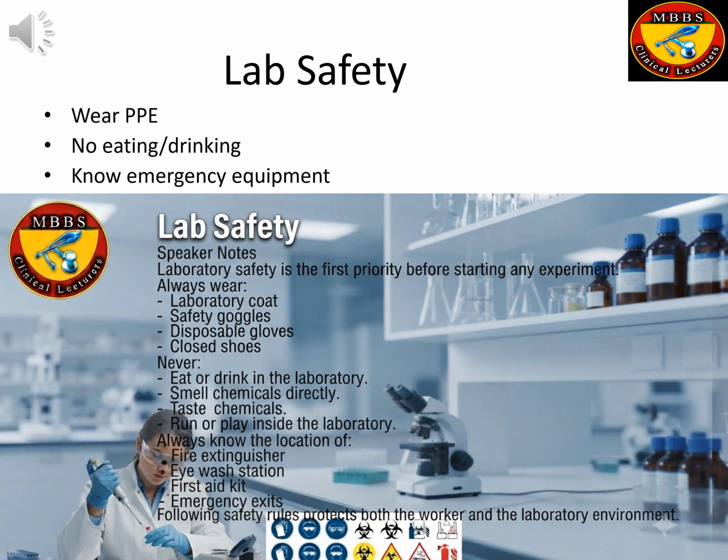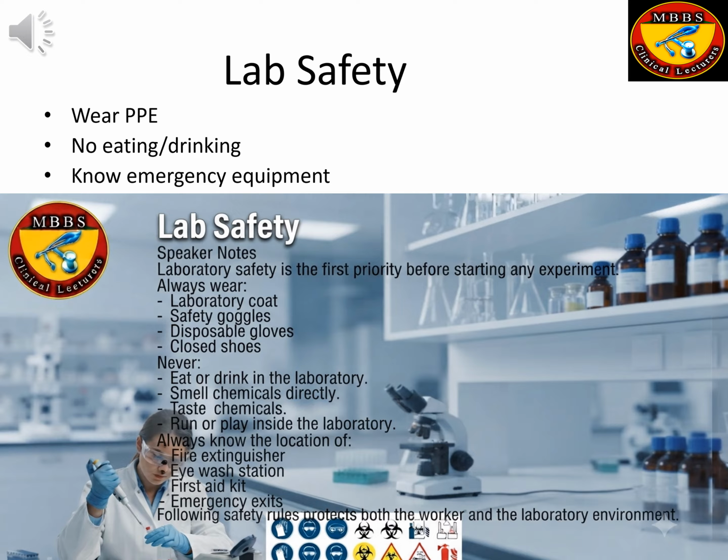Laboratory safety. Laboratory safety is the most important aspect of scientific work. No experiment is successful if safety rules are ignored. Every laboratory worker should wear appropriate personal protective equipment, PPE, including a lab coat, gloves, safety goggles, and closed shoes. PPE protects against chemical spills, biological hazards, and physical injuries. Eating, drinking, or using mobile phones in laboratories is prohibited because these activities increase the risk of contamination.